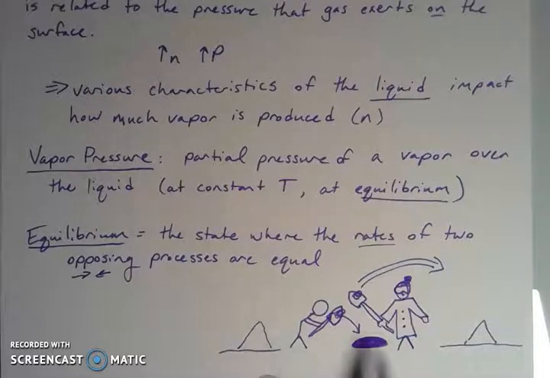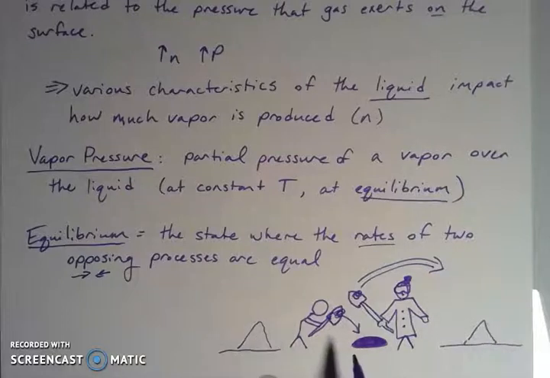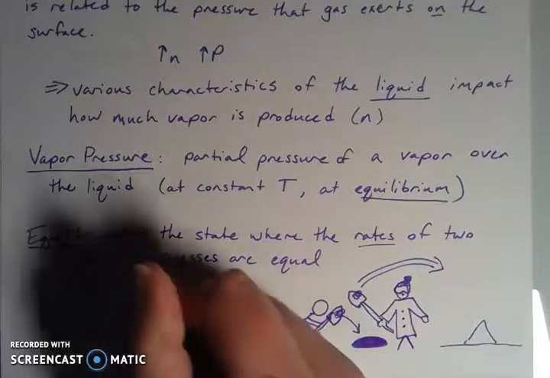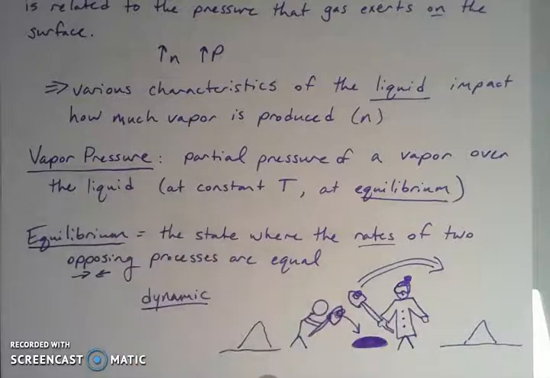But if you're digging faster than I am, then your pile is going to get smaller and the hole is going to get smaller. But if we're digging at the exact same rate, even though we're both digging, I'm digging dirt out, you're putting dirt in, if we're doing it at the exact same speed, then we're at equilibrium. It's the rate of two opposing processes that are equal. And we call that dynamic equilibrium because dynamic means changing.